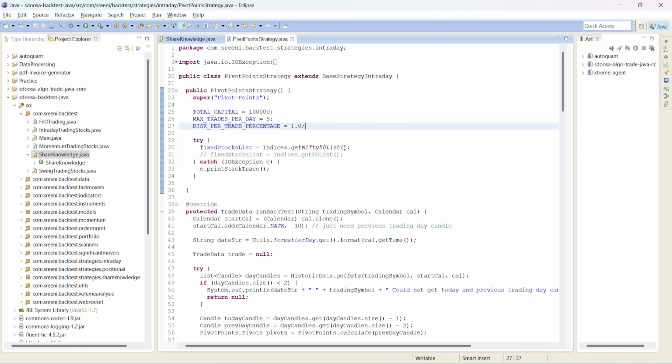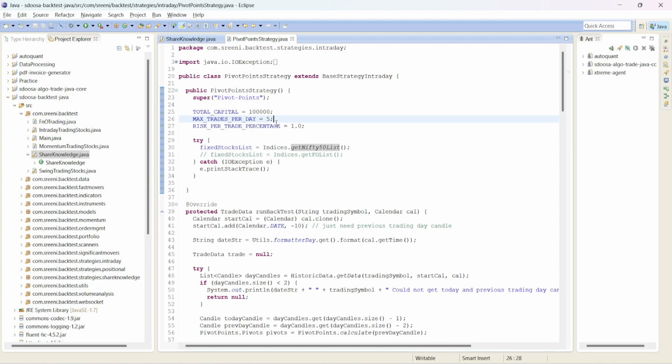And the list of stocks I'm going to consider here is Nifty 50 stocks. Of course, we can trade F&O stocks as well, but for this backtest, I'm just considering the Nifty 50. And if you look at this parameter, max trades per day is 5. So we're going to take a maximum of 5 long trades and 5 short trades in case more trades are selected on a given day.